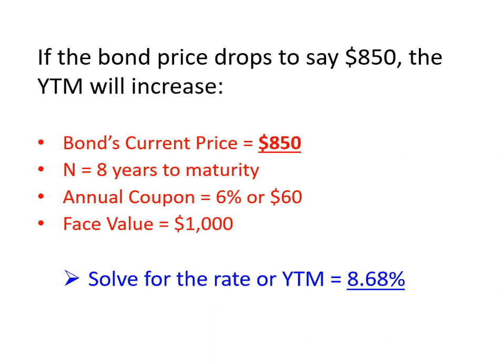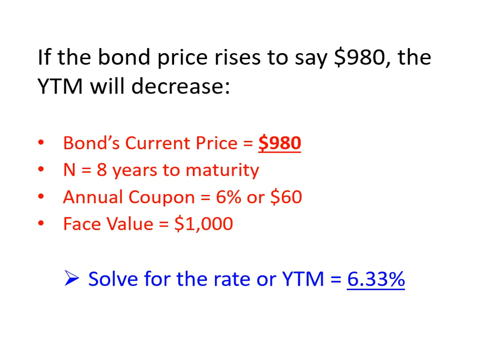Now, if the bond's price was lower, say $850, its yield to maturity would increase because we're paying less in terms of cash outflows for the same cash inflows. At an $850 price, the yield to maturity would be 8.6%. On the other hand, if the bond price rises to say $980, we would have a lower yield to maturity because we're paying a higher price now for the same cash inflows or returns.